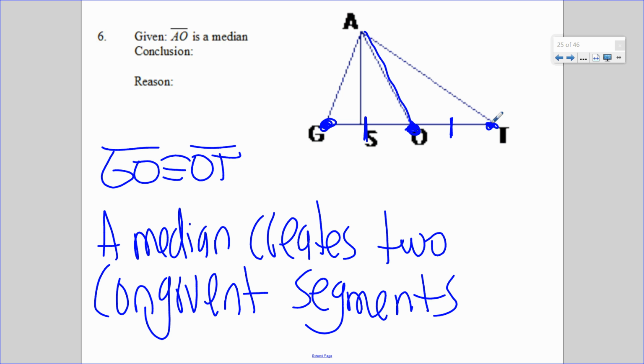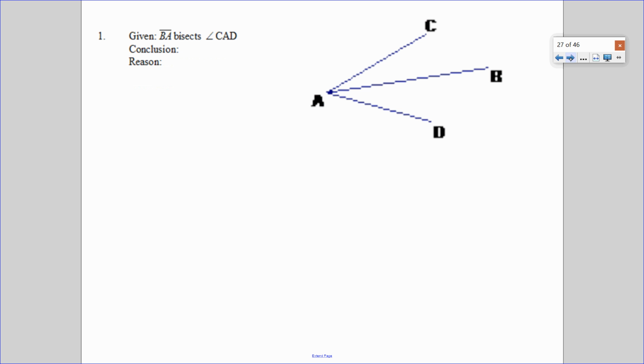All right, let's move on to angle bisector. If BA bisects angle CAD, who's getting punched? Angle CAD. If BA bisects angle CAD, what's being bisected? Angle CAD. So for angle bisector, it's really important to find the vertex of the angle that's being bisected. The vertex is always the middle letter.